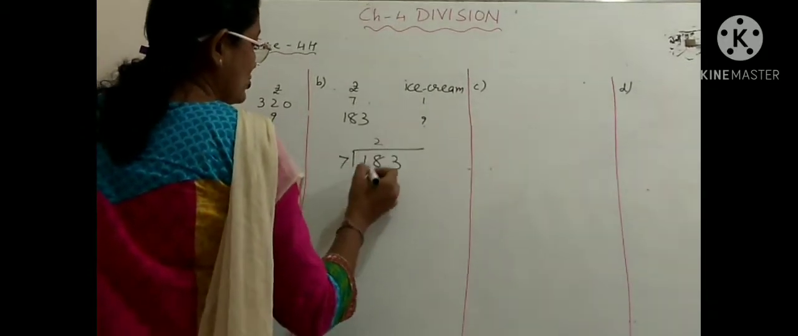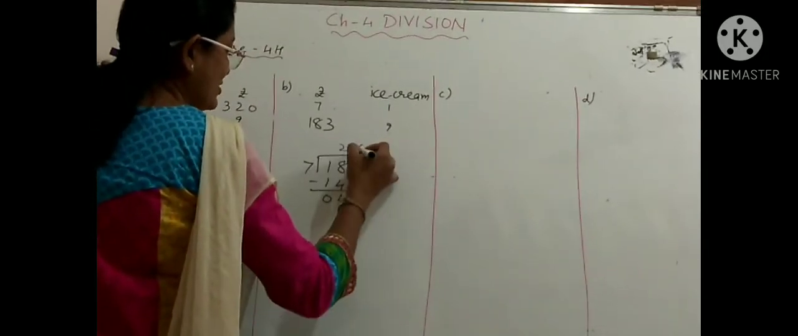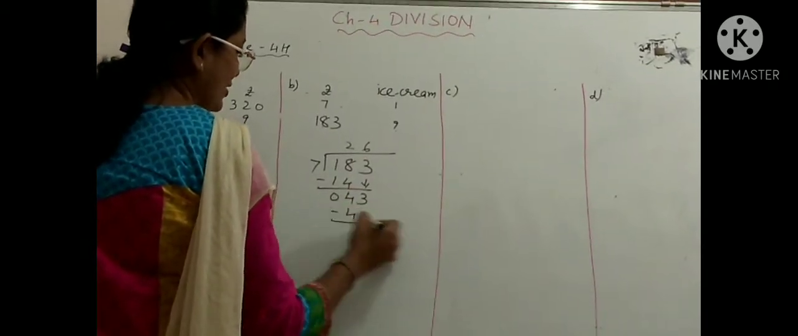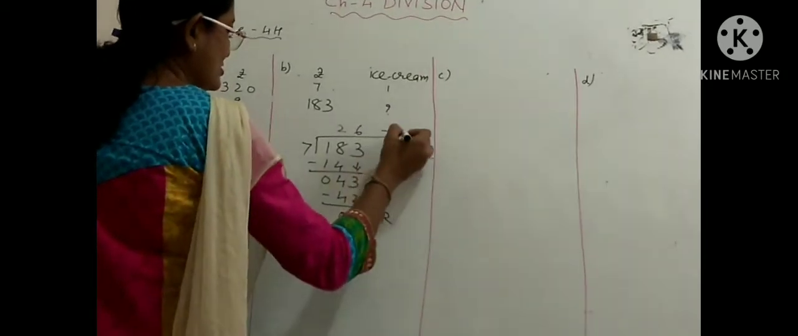Okay. 7 2s are 14. Subtract 8 minus 4, 4, and 3 will come down. 7 6s are 42. Subtract 3 minus 2, 1, 4 minus 4, 0. And this is the remainder, this is the quotient.